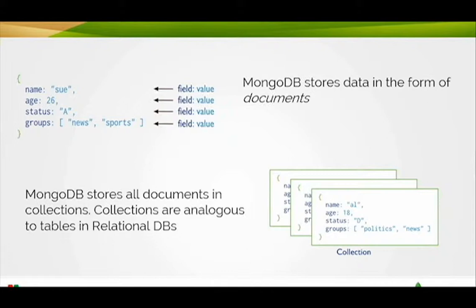You can see the example here of one document about a user, where we have a name and age, the status, groups, etc. They're all field value pairs which go into a JSON array kind of document. And we can also have a field value pair where we have a document embedded within another document. So MongoDB has no restrictions. It's all up to your imagination.